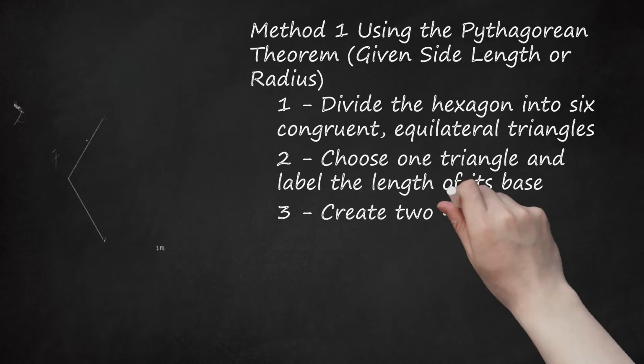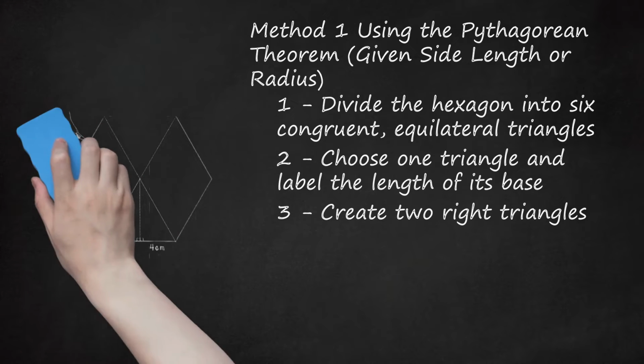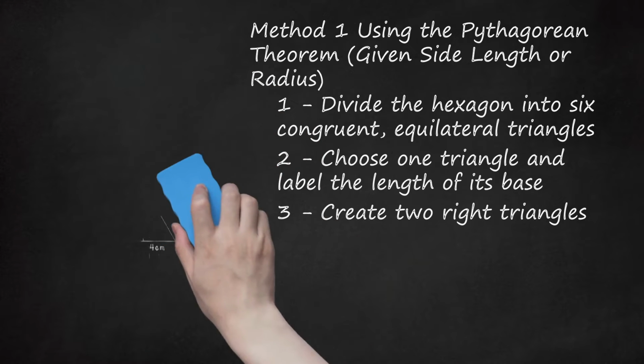3. Create 2 right triangles. To do this, draw a line from the top vertex of the equilateral triangle perpendicular to its base. This line will cut the base of the triangle in half, and thus is the apothem of the hexagon. Label the length of the base of one of the right triangles. For example, if the base of the equilateral triangle is 8 centimeters, when you divide the triangle into 2 right triangles, each right triangle now has a base of 4 centimeters.